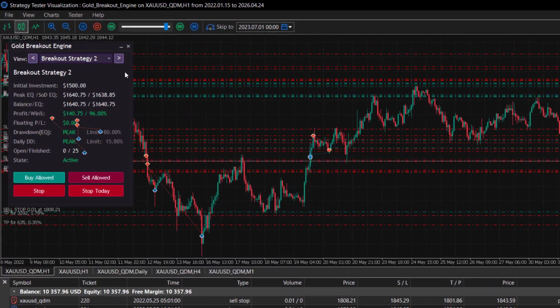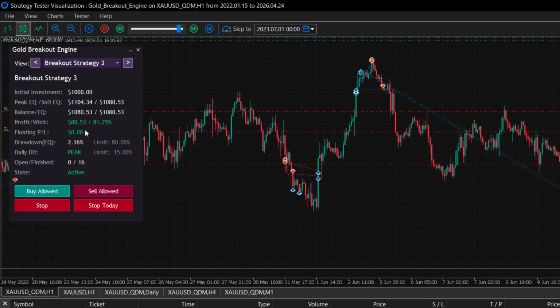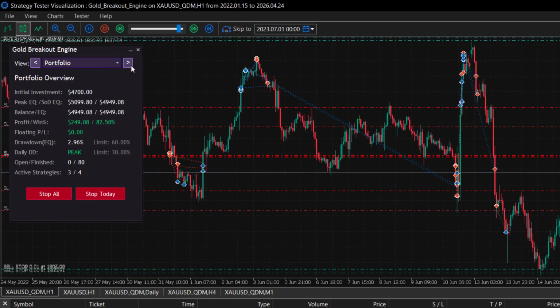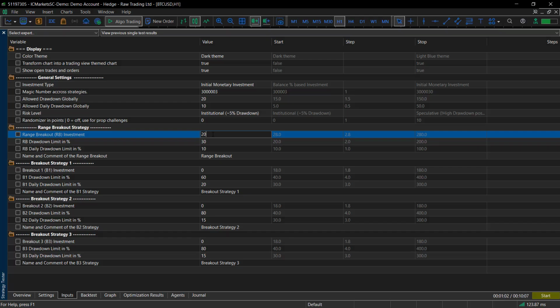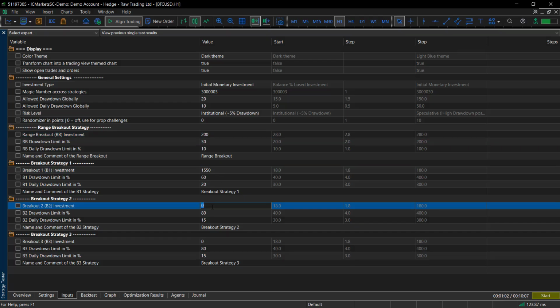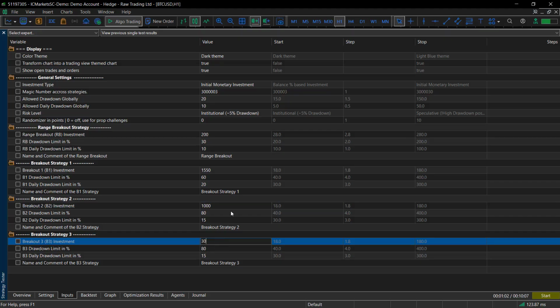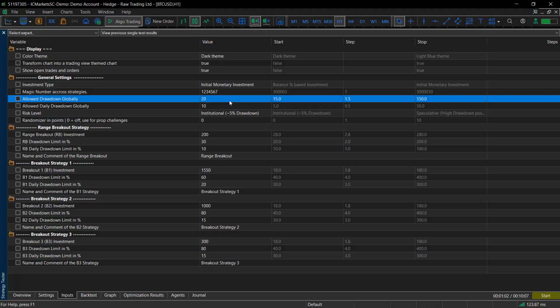These inputs are only used at the start of the EA to allocate capital to a strategy. So in practice, if you want to allocate a portion of your balance, for example 20%, you would use the percentage-based option. If you want to assign a fixed amount, for example $2,000 or euros, you would use the monetary investment option. After that, you can specify a magic number, which will be used by all strategies to identify their trades. Then you can set a global drawdown limit and a daily drawdown limit. These apply to all strategies combined.